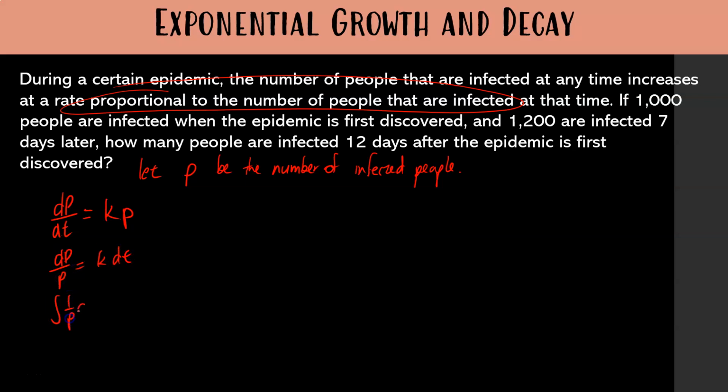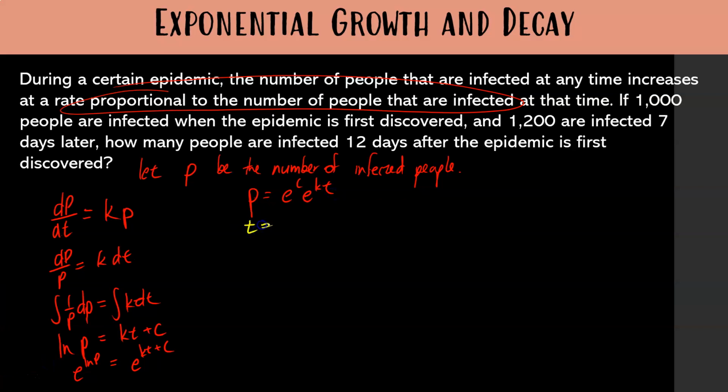Separate variables. Integrate both sides. We don't need absolute value on the population. Population is always positive. So the population is e to the c, e to the kt.